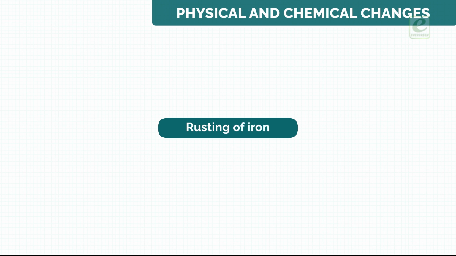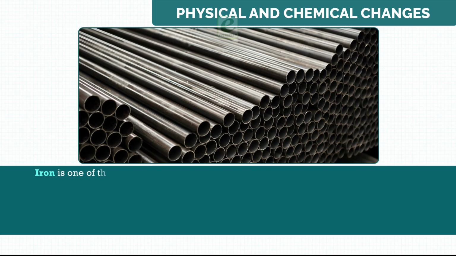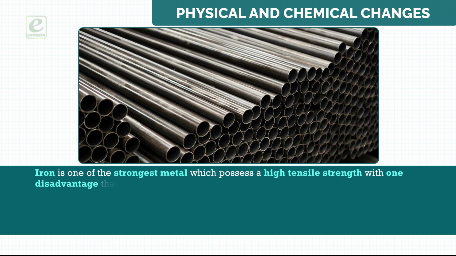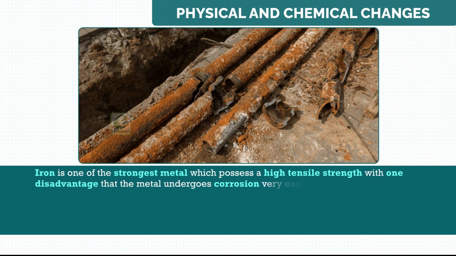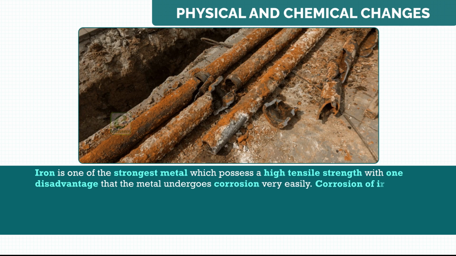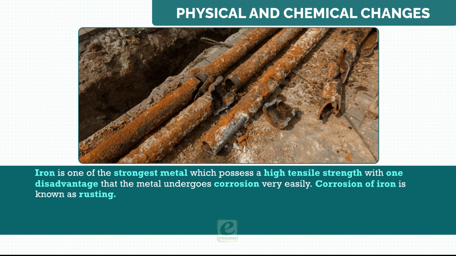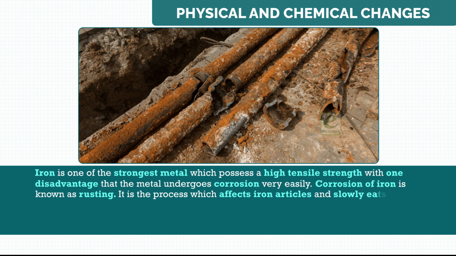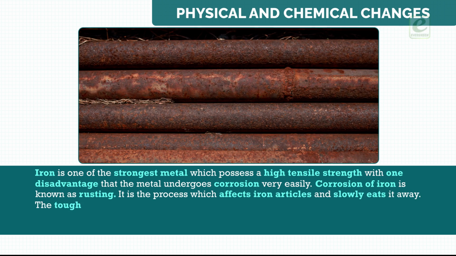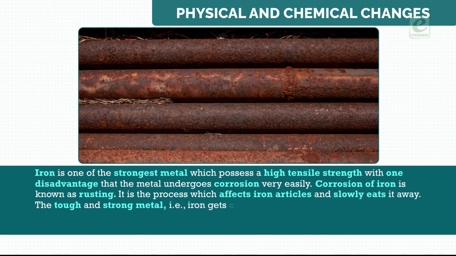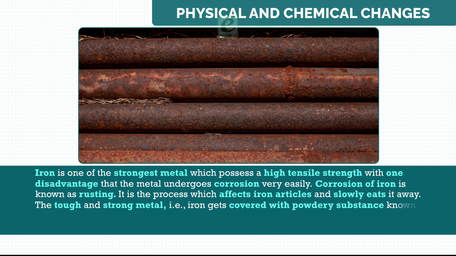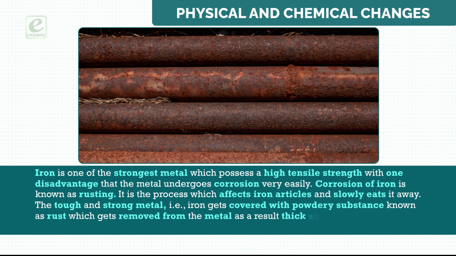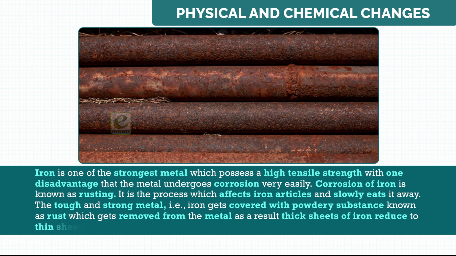Rusting of iron. Iron is one of the strongest metals, which possesses a high tensile strength, with one disadvantage: the metal undergoes corrosion very easily. Corrosion of iron is known as rusting. It is the process which affects iron particles and slowly eats them away. The tough and strong metal, that is iron, gets covered with a powdery substance known as rust, which gets removed from the metal. As a result, thick sheets of iron reduce to thin sheets.